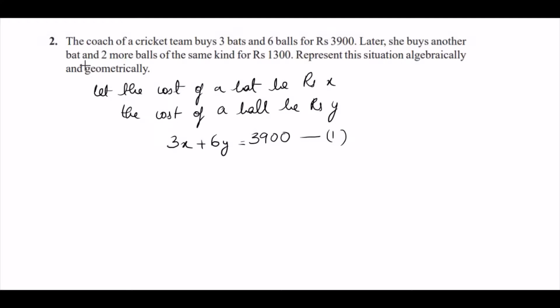Now later she buys another bat and 2 more balls of the same kind for rupees 1,300. So here later she buys 1 bat, the cost of 1 bat is x, plus 2 more balls, so 2y, equals 1,300. So this is the second linear equation in 2 variables. So we have represented this situation algebraically. That is, we have got 2 algebraic expressions: 3x plus 6y equal to 3,900 and x plus 2y equal to 1,300. Now we have to represent them geometrically. That is, graphically we have to show these 2 linear equations.